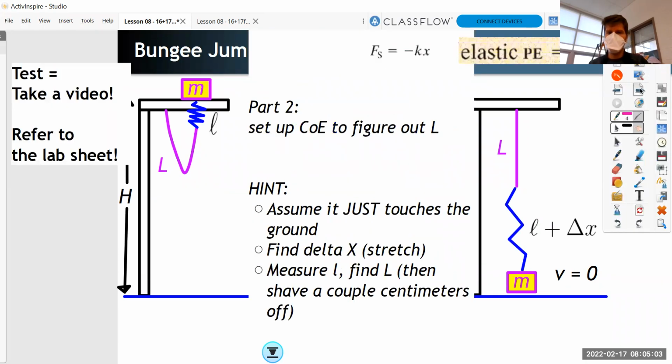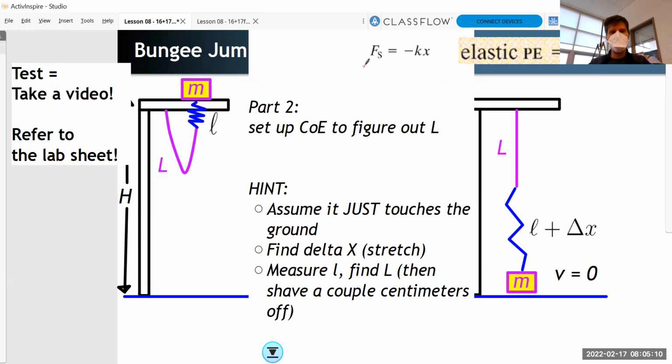All right, hopefully you've had 5 or 10 minutes to discuss that. Once you've found K, and that's going to be your first task, you're going to set up conservation of energy to figure out L. If you measure how tall the platform is, you'll know how much potential energy it starts with. Here at the bottom, we don't have any kinetic energy left. Once again, we only have potential energy.